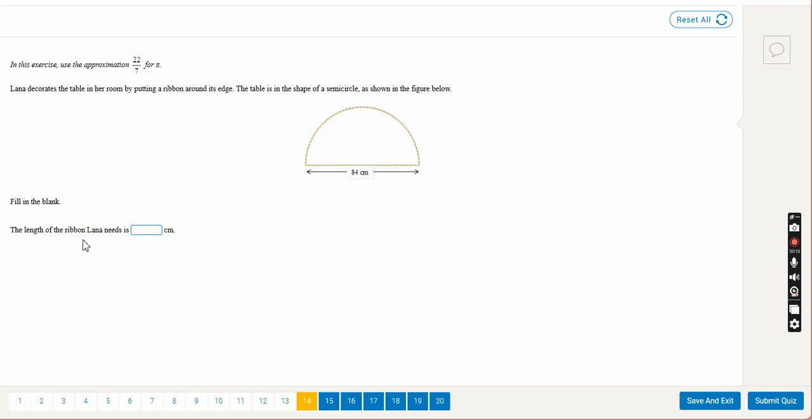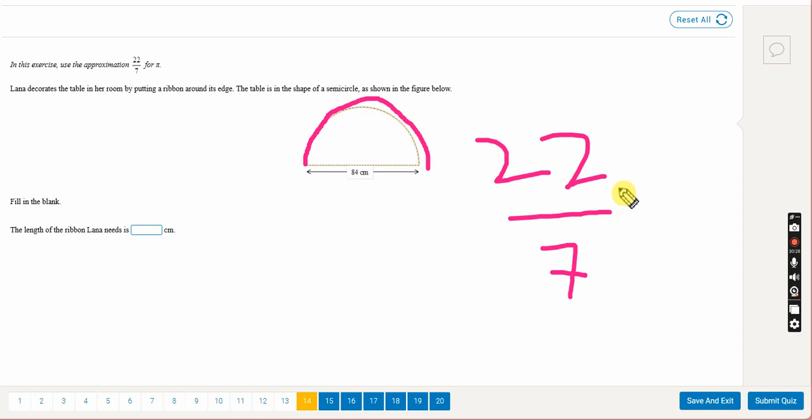So in this one, what is it? She puts a ribbon outside the edge, right? So the circumference tells us the outside edge, not the inside, don't forget that. Only the outside. So 22 over 7 times 2 pi r, so times 2 times r. What is our radius here? We get 84 divided by 2, so that will be 42. Yes, 42. So then you simplify this, you get 264.